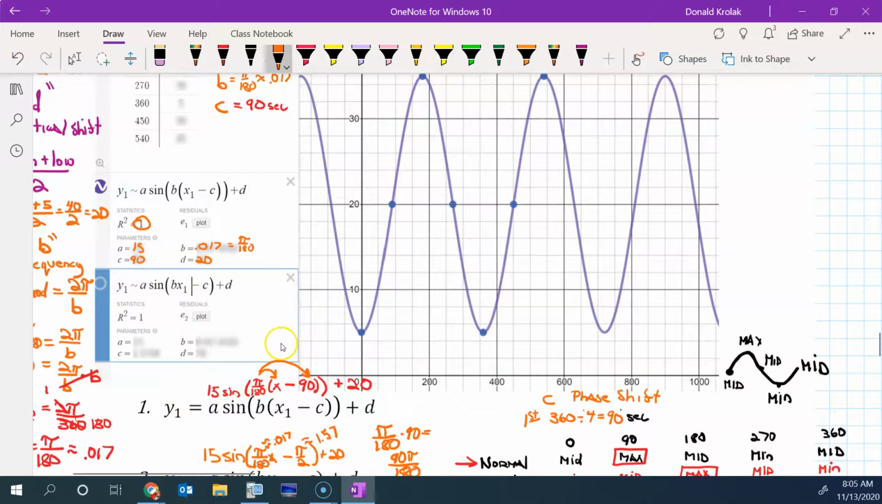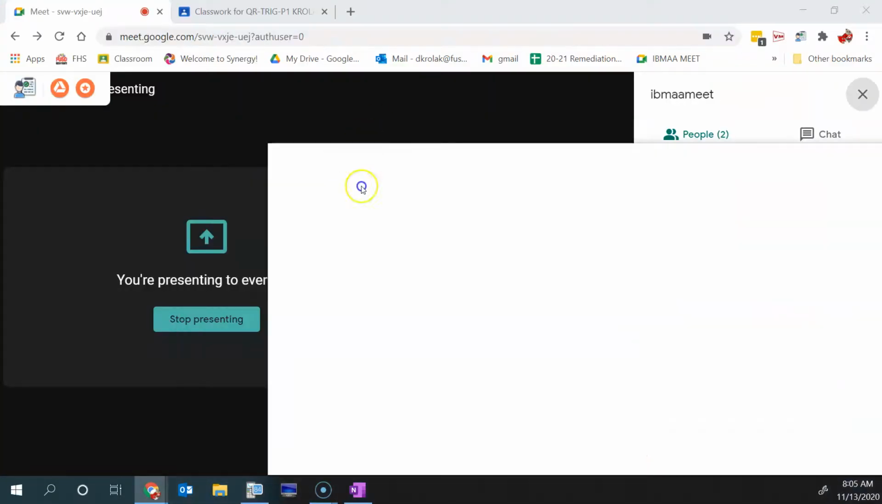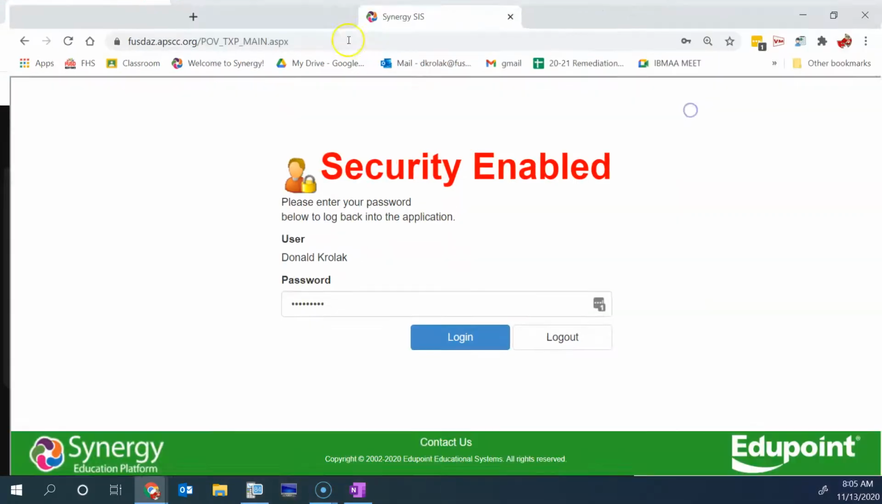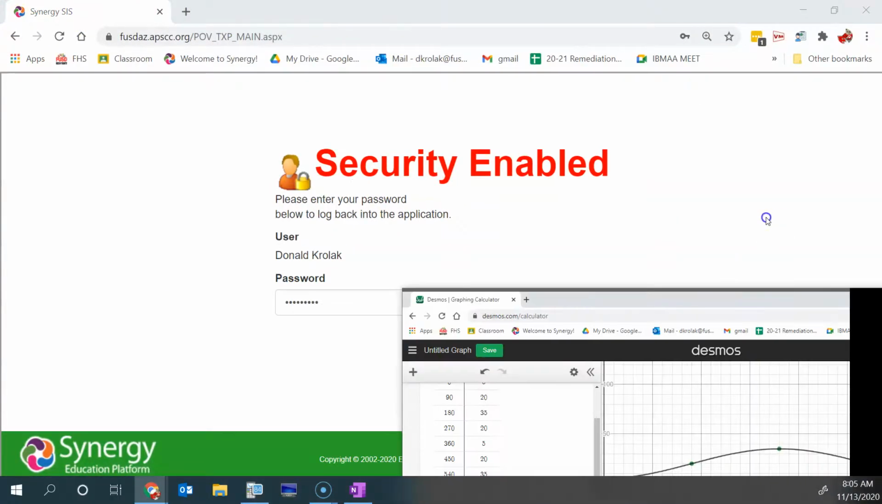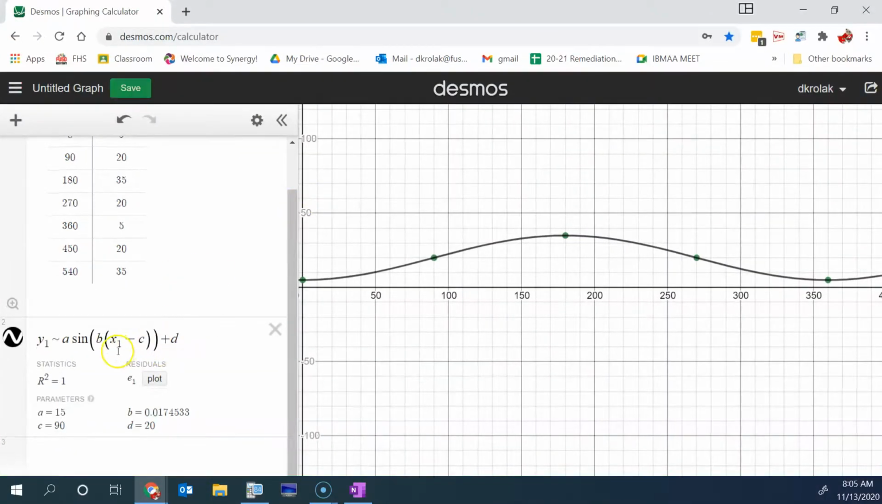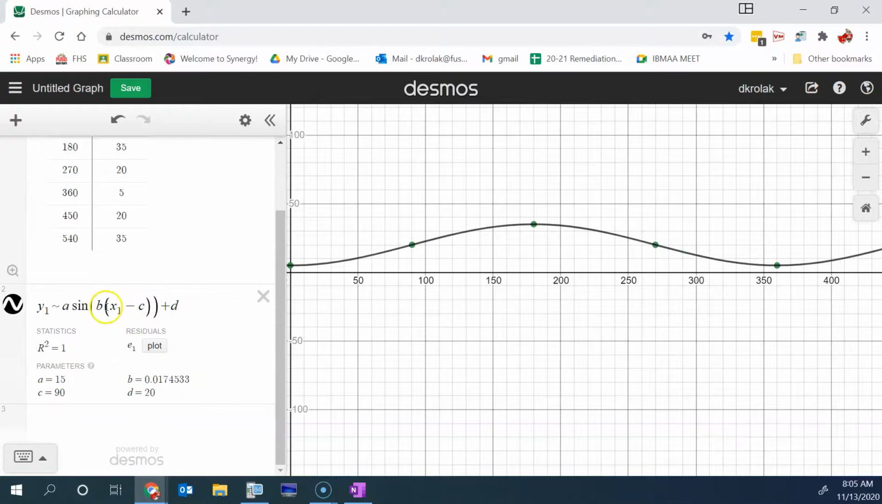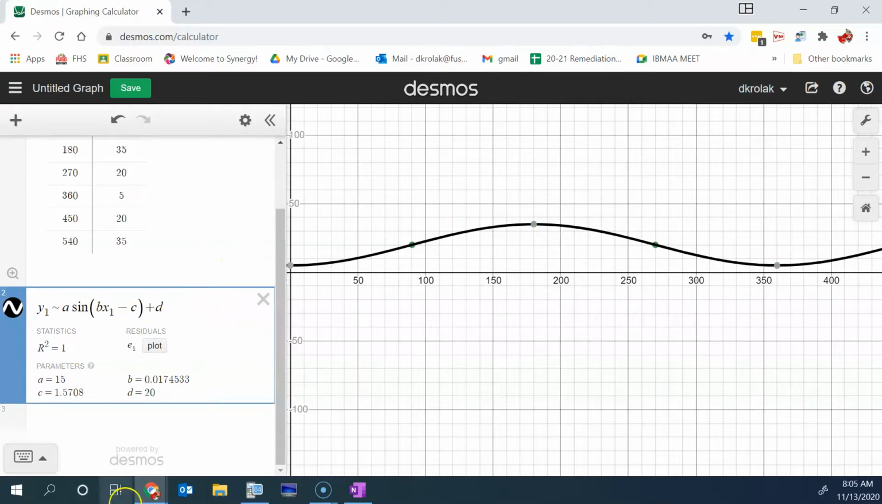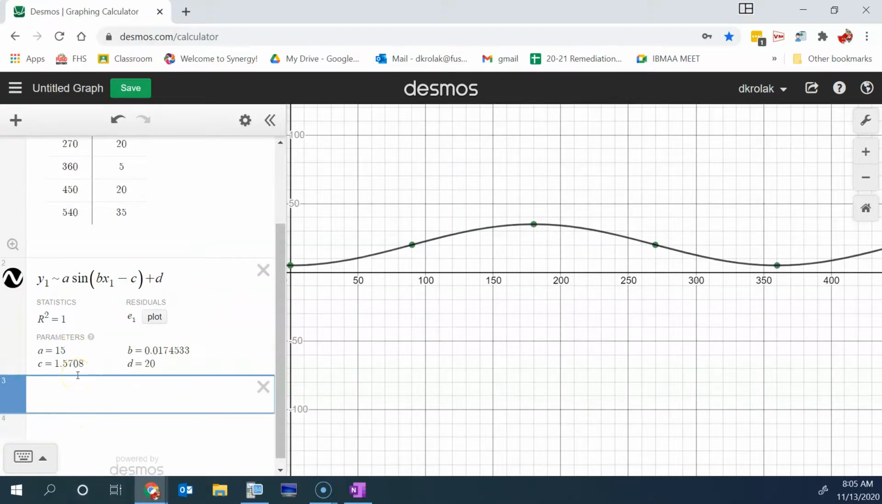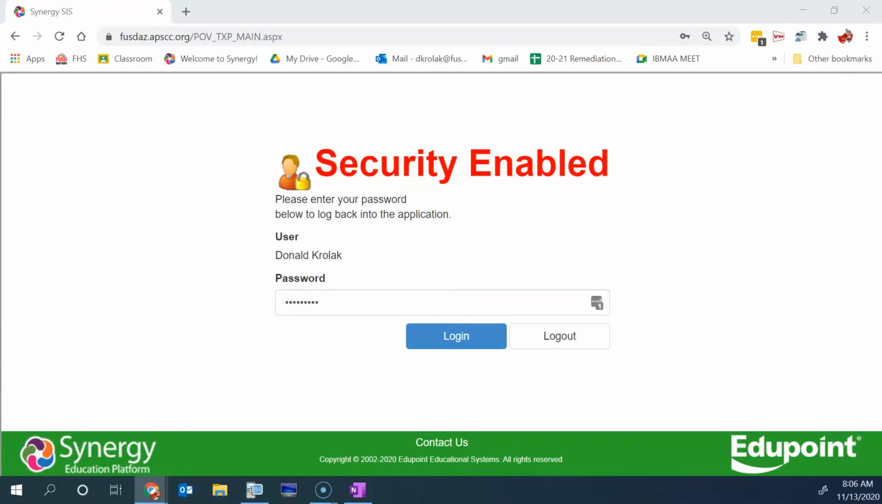Now, if you wanted it to look like this one, you just go back to Desmos. You can do it a couple of ways. You can retype it, or you can just get rid of the parentheses. So watch what happens if I just get rid of these parentheses. It's now going to be in the other format. And there it is. That's the other format. I just got rid of the parentheses. That's the same thing as distributing.